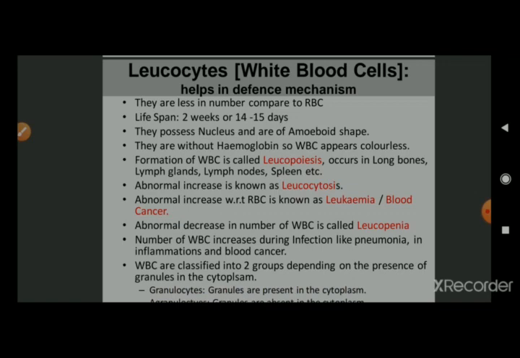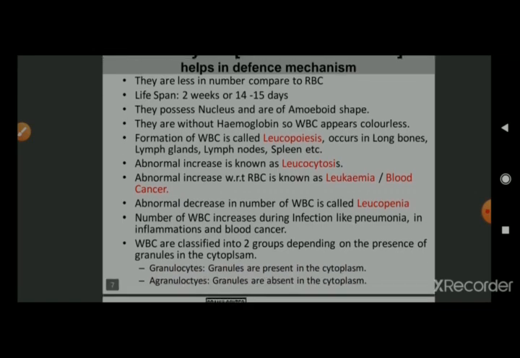If there is abnormal rise in the WBC, then it is considered as leukocytosis, and if there is an abnormal rise with respect to RBC, then it is called leukemia or blood cancer. Their number is about 5,000 to 7,000 per cmm. Abnormal decrease in the WBC is known as leukopenia. The number of WBC increases during infections like pneumonia, inflammation and blood cancer.